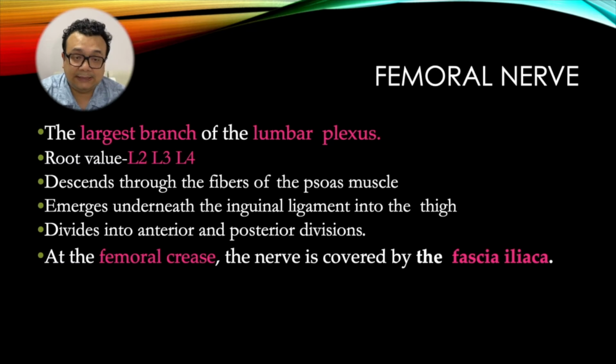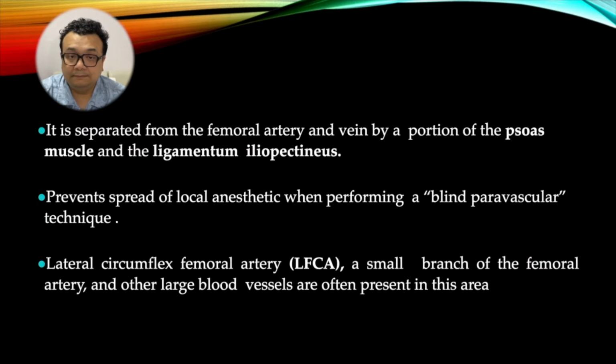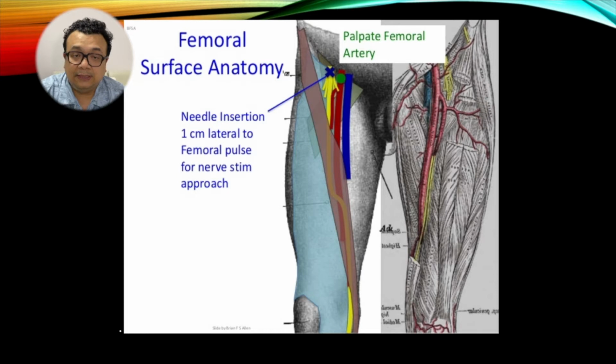At the femoral crease, the nerve is covered by the fascia iliaca. The femoral nerve is separated from the femoral artery and vein by a portion of the psoas muscle and the ligamentum iliopectinus. It prevents spread of the local anesthetic when performing a blind paravascular technique. So what is the surface anatomy? From the femoral crease, from medial to lateral is VAN: vein, followed by artery, followed by the nerve lateral to the artery.